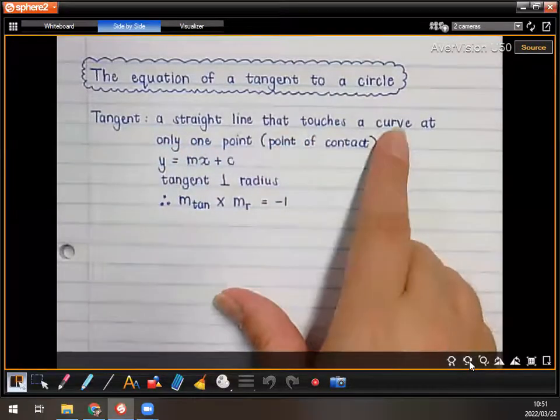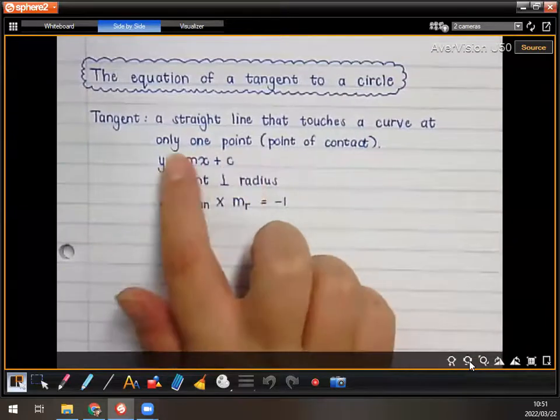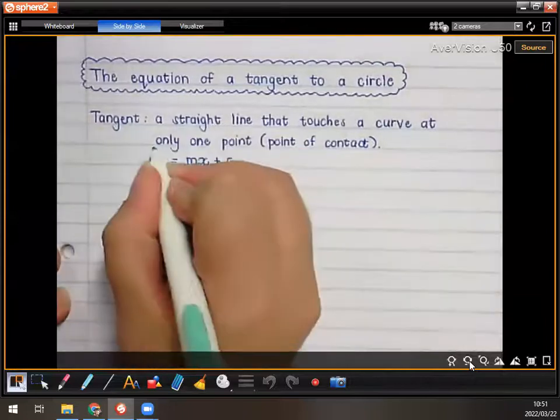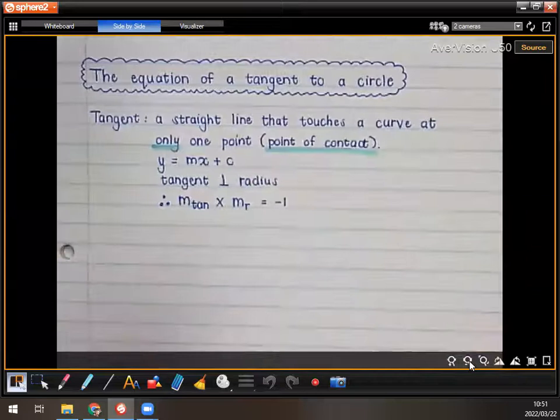So it's a straight line that touches the curve, in this case the circle, at only one point. That's the important thing. Let's underline the word only there. Only one point, and that is the point of contact.